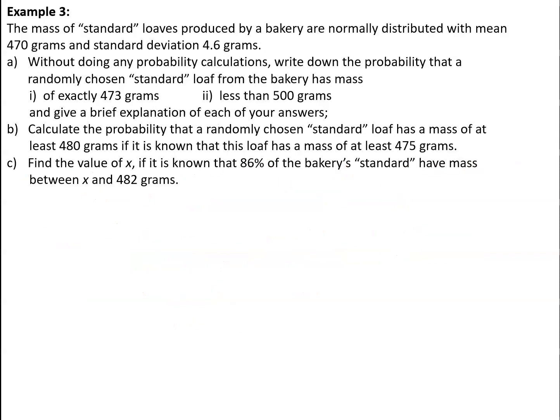For our third example, we've got the mass of standard loaves produced by a bakery are normally distributed with mean 470 grams and standard deviation 4.6 grams. For the first part, without doing any probability calculations, write down the probability that a randomly chosen standard loaf from the bakery has a mass of exactly 473 grams.